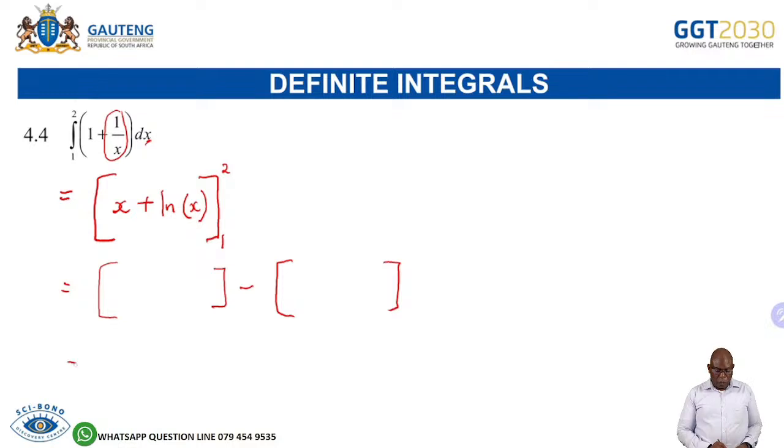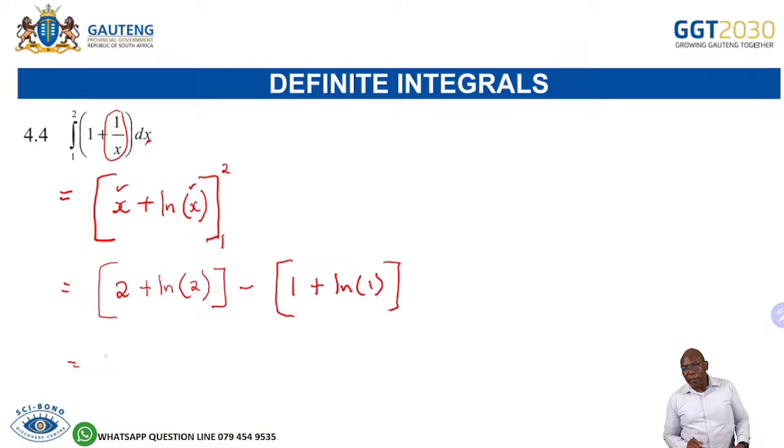Right. So I'm going to have the first bracket. I'm substituting the value of x by 2. So I'll have 2 plus ln of 2. That's what I write, because I'm substituting the value of x by 2. In the next bracket, I must substitute by 1. So I'll say 1 plus ln of 1.